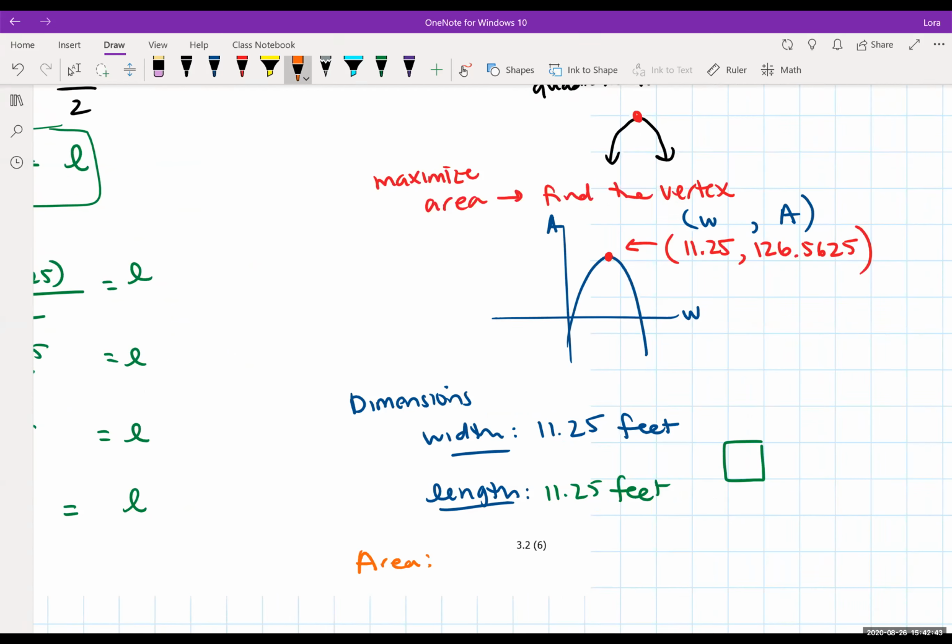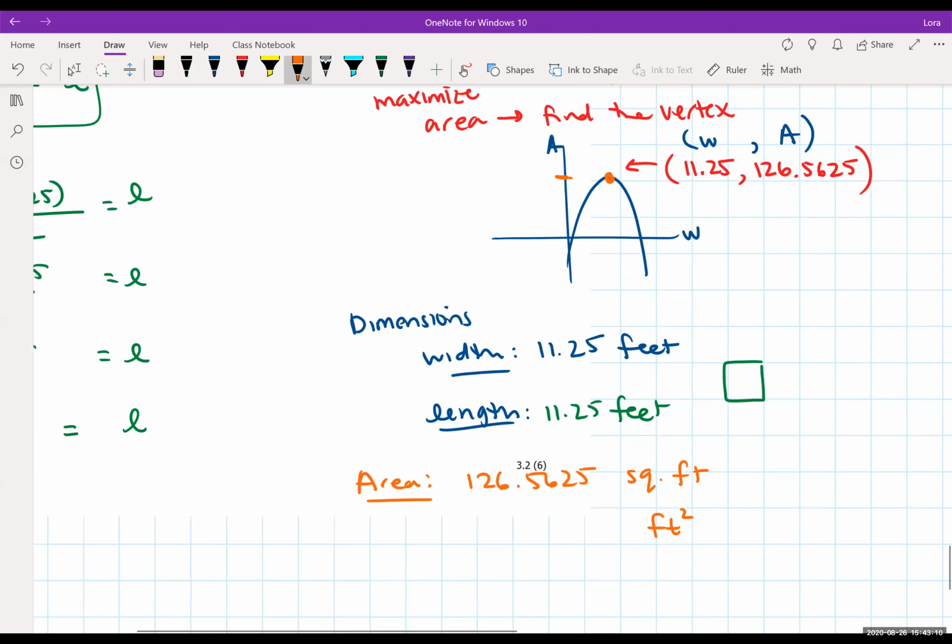And actually, we already had the area because it is the vertex. It is the highest A value or Y value if you're talking about this. So the area is actually 126.5625. And we are in feet, but remember area is feet times feet, so we have square feet. Or if you'd like, mathematically, you can use an exponent, but you don't really see that too often, I guess, in the real world.